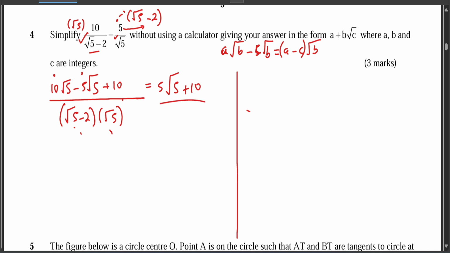Okay, and here below we go step by step. Root 5 times root 5 gives you 5, and root 5 times -2 gives you -2 root 5. Remember, if you multiply two roots that are equal inside, you just remove the roots and remain with that number. And then the next step is to rationalize it.